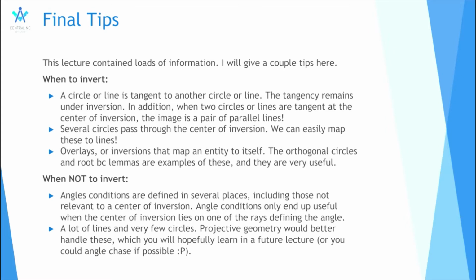Another case is where several circles pass through the center of inversion. We can map these circles to lines, giving us something we can easily deal with. And then overlays, or inversions that map an entity to itself. The orthogonal circles and root BC lemmas are examples of these. They're called overlays, and they're very useful.